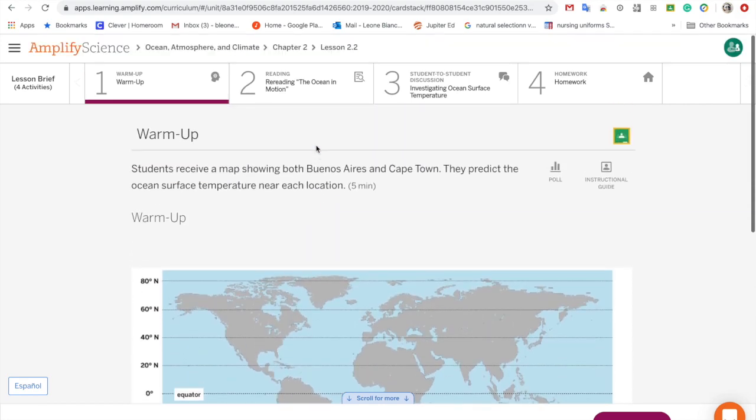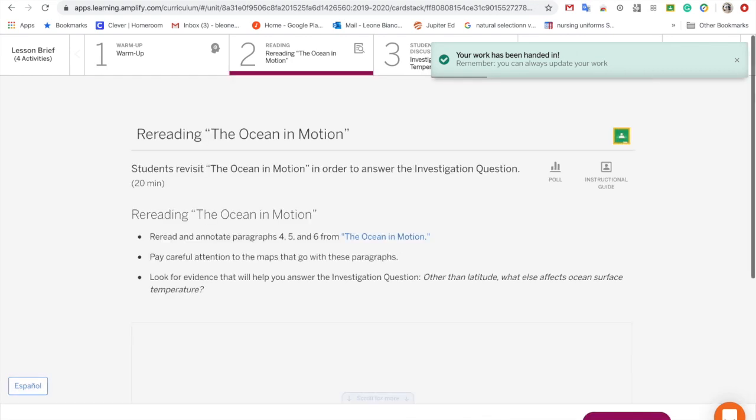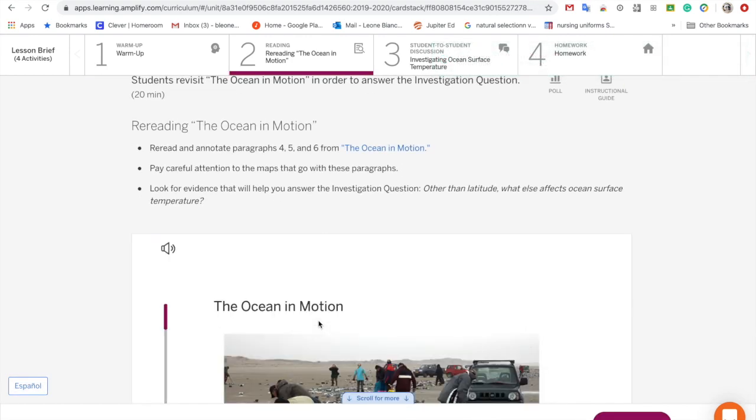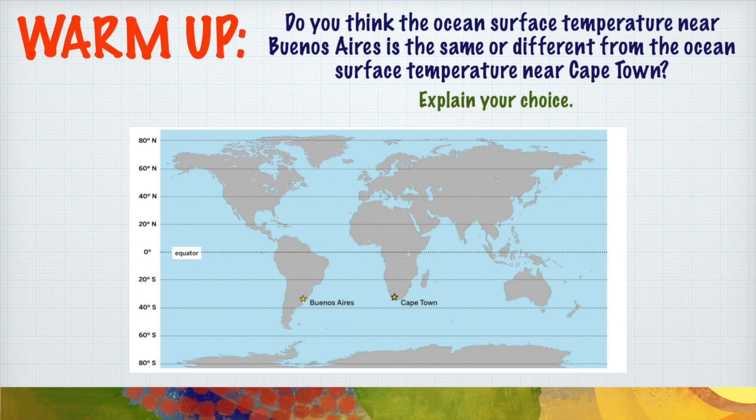When you're done responding, if you chose a different answer, that's fine too. You can just press hand in and move on to the next activity, where it asks you to reread. I would ask that you reread on your own time. Remember, the more times you read something, the more information is going to stick with you, and maybe even give you some different perspective.